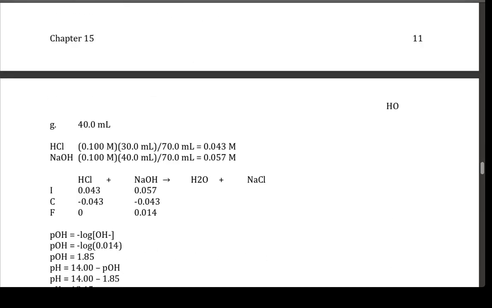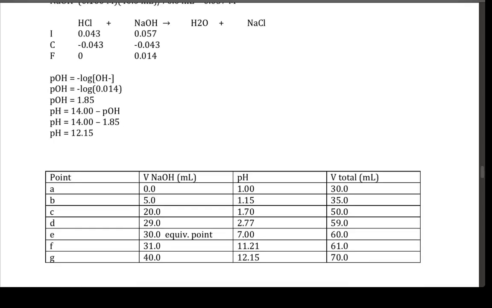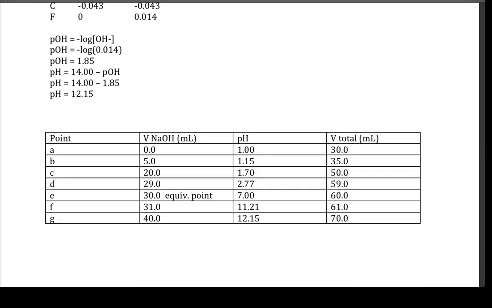The next problem, we have a total of 40.0 mLs of NaOH added. Running through the calculation just as we did before, make sure that you can do all this, but come back and do it on your own. We get the pH to be 12.15. It kind of levels off. So here's a summary of our results, points A through G, the volume of NaOH that we added at each step, and the resulting pH.